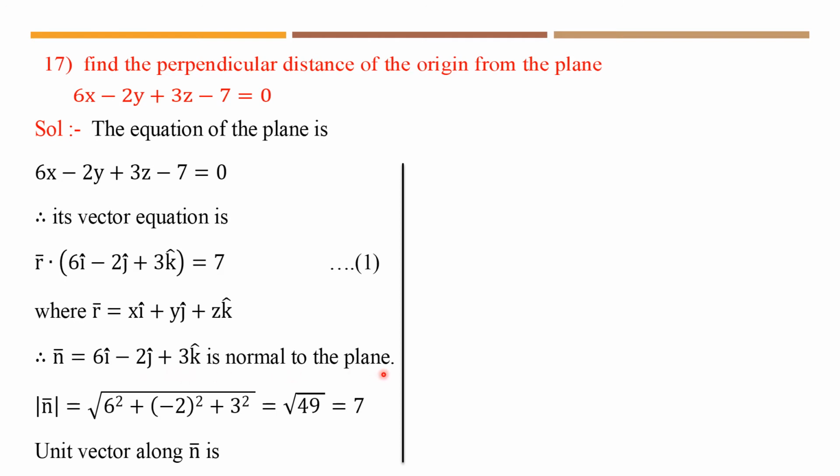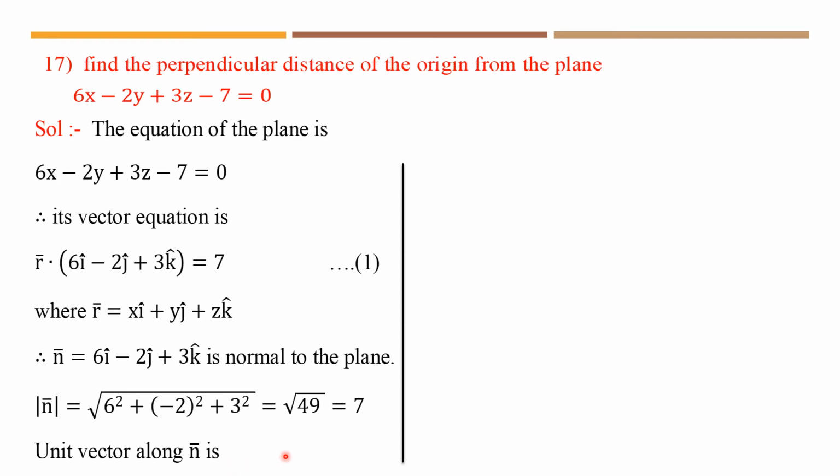n vector 6i minus 2j plus 3k is normal to the plane. We have to find the magnitude of n bar, which is root of coefficient of i square, that is 6 square, plus coefficient of j, that is minus 2 square, plus coefficient of k square, that is 3 square. 6 square is 36 plus minus 2 square is 4 plus 3 square is 9. 36 plus 4 is 40, 40 plus 9 is 49, hence we get root of 49 equal to 7.